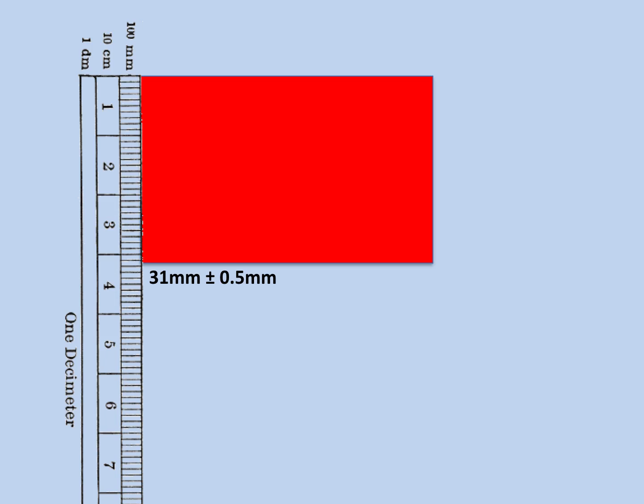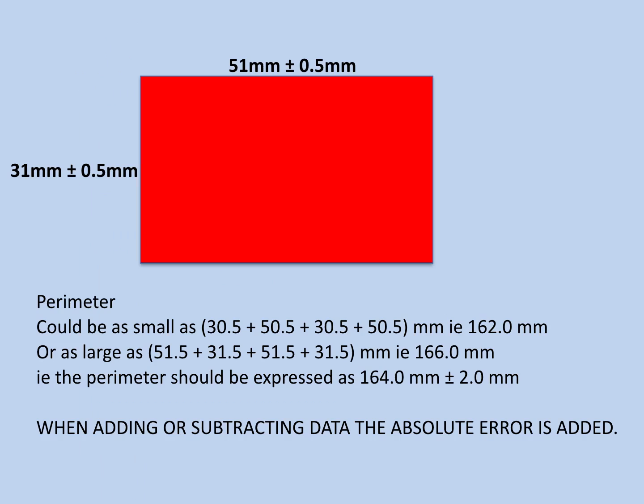But what happens when we want to use those measurements of the length and the width of this thing to determine something like the perimeter of it? So we know that the length is 51 plus or minus 0.5, and we know that the width is 31 plus or minus 0.5. When we're looking at the perimeter, it could be as small as 30.5 plus 50.5 plus 30.5 plus 50.5. So it could be as small as 162 millimeters. Or it could be as large as 51.5 plus 31.5 plus 51.5 plus 31.5. It's 166 millimeters. So using what we did previously, the mean is 164 and half of the range is 2.